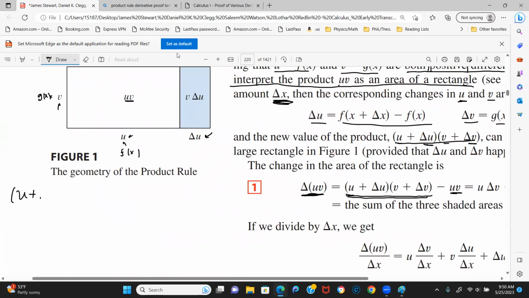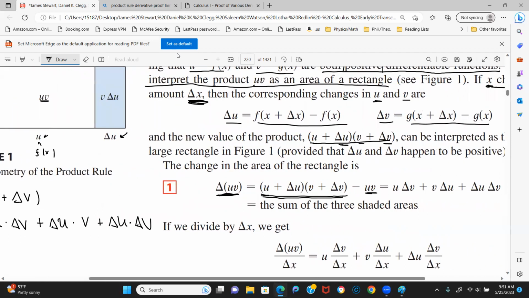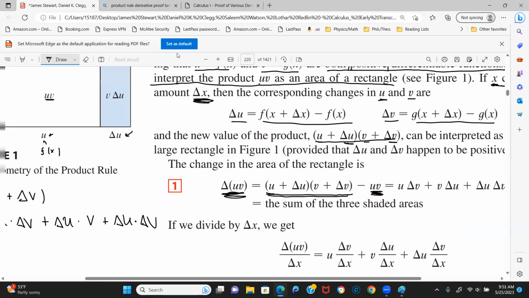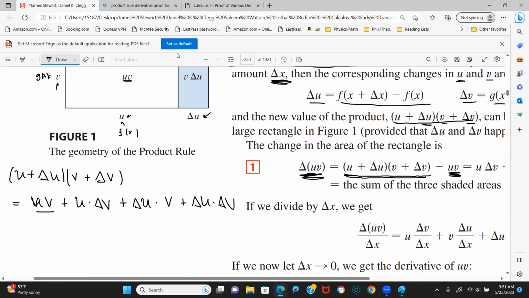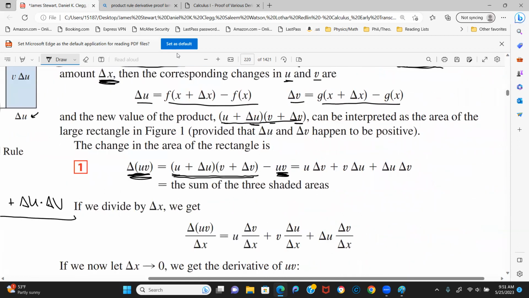So u plus delta u, and then v plus delta v. So you get u times v plus u times delta v plus delta u times v, and then plus delta u times delta v. So we have this u times v, but remember when we're trying to find the change in the area, we're subtracting off this u times v here. So that cancels with that, and all you're left with is the rest of these terms right here, which is exactly what you have over here.